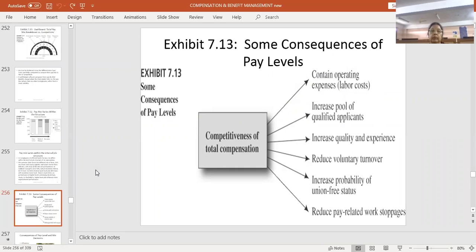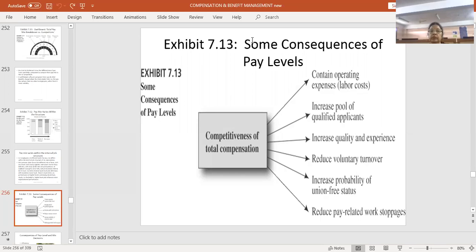You will have a very good pool of qualified employees, and these employees will have good experience, good quality skills, and expertise. They will be very well qualified and skilled employees, and you can reduce voluntary turnover. That means employees leaving on their own can be reduced. If your total compensation is competitive and it is satisfying and attractive to your employees, then there is less chance of employees leaving your organization. That is known as voluntary turnover. Employees leaving the organization on their own is known as voluntary turnover.